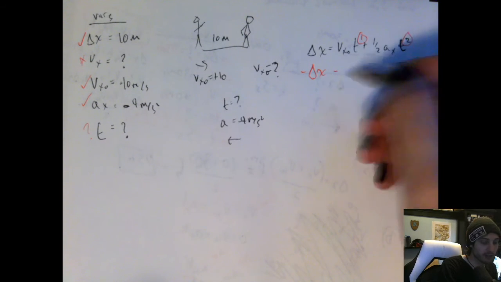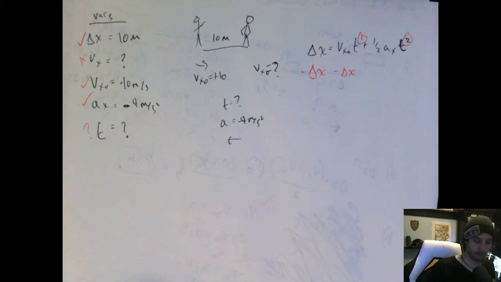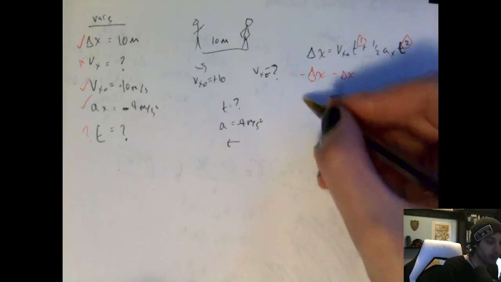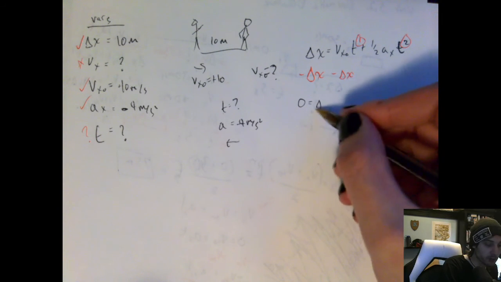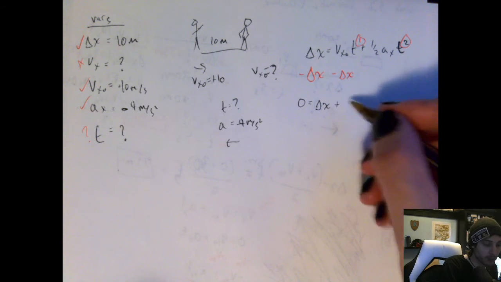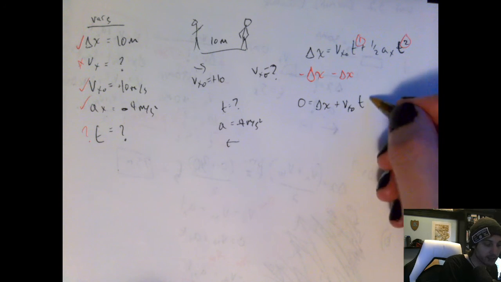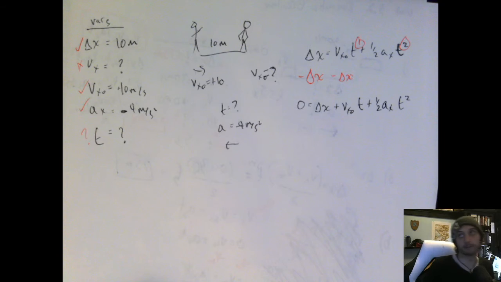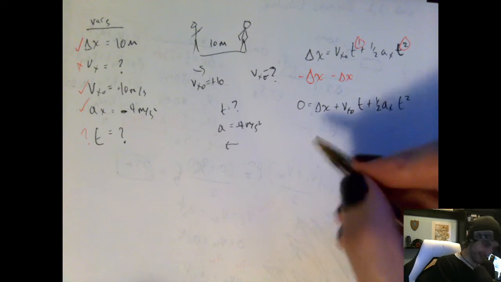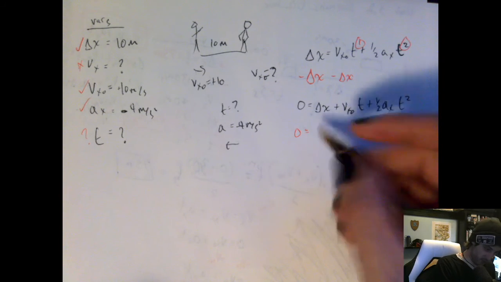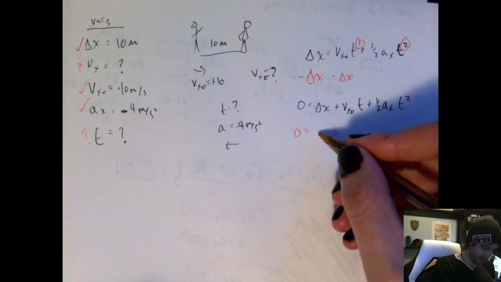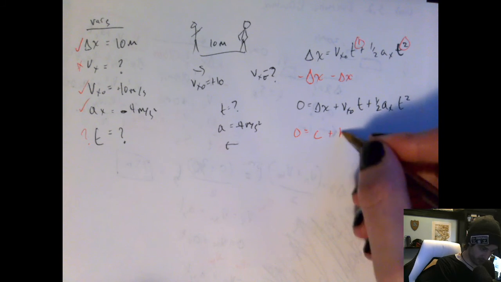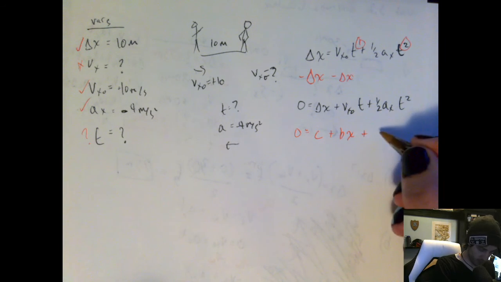So I need to subtract delta x from both sides. That'll give me 0 equals delta x plus Vx naught times t plus 1/2 ax t squared. I don't know about you, but in 8th grade I learned a song to the tune of Pop Goes the Weasel for the equation form that looks like this.